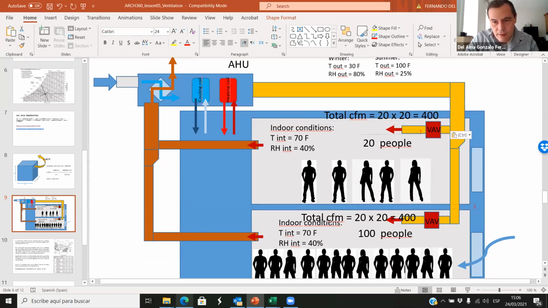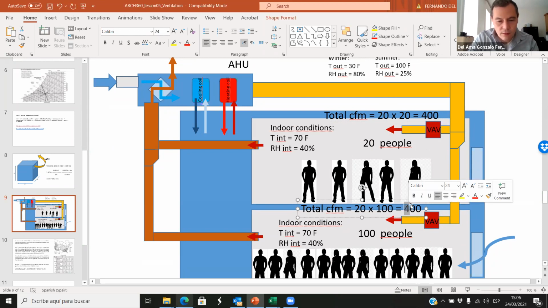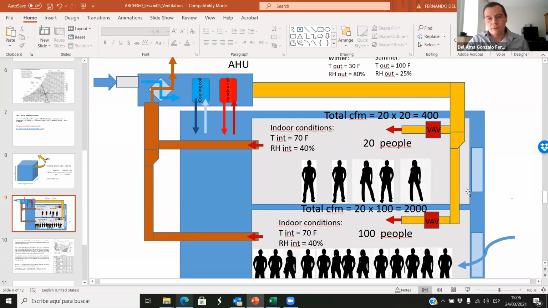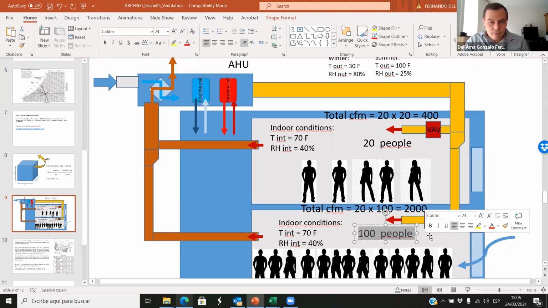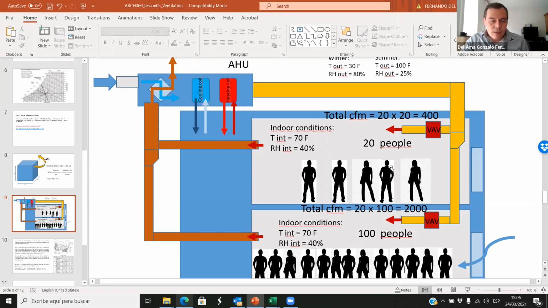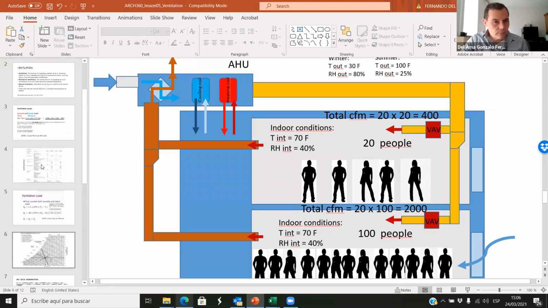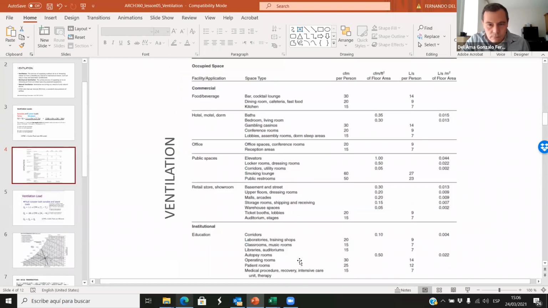But in this, if we have 100 people, that would be 20 CFM times 100. So that would be 2000. Okay, so this is the total CFM. It depends on the number of people. So for every single use, except smoking rooms, public restrooms, or what was the other one? Operating rooms, okay?